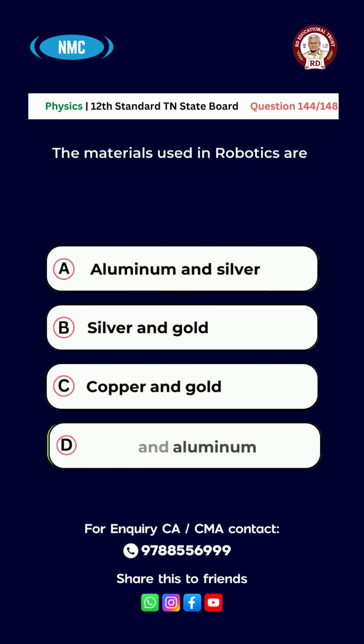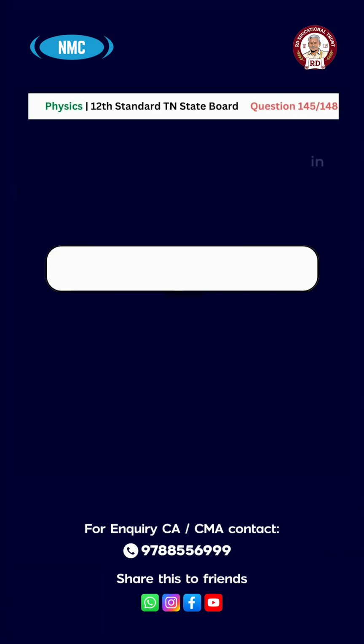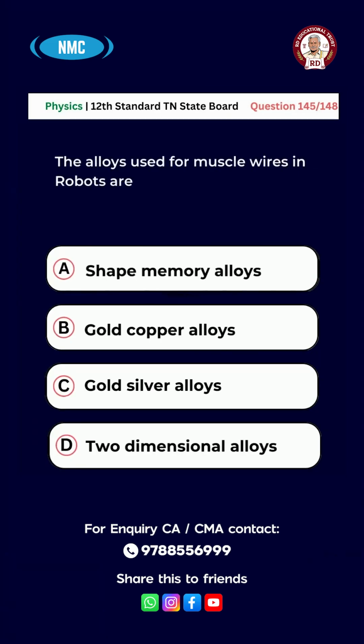Question number 144. The materials used in robotics are A aluminium and silver, B silver and gold, C copper and gold, D steel and aluminium. The right answer is option D, steel and aluminium. Question number 145. The alloys used for muscle wires in robots are option A shape memory alloys, B gold copper alloys, C gold silver alloys, D two-dimensional alloys. Right answer is option A, shape memory alloys.